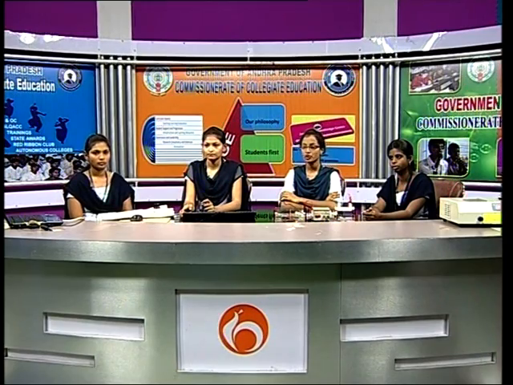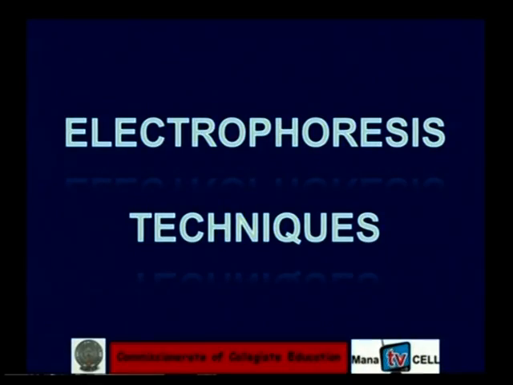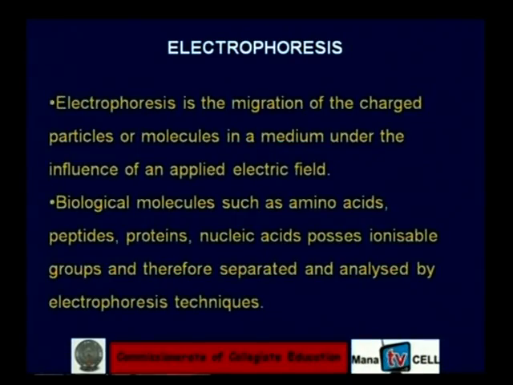Today I would like to discuss some points about the electrophoresis technique. Electrophoresis is the migration of charged particles or molecules in a solution under the influence of an applied electrical field. In general, naturally occurring biomolecules such as amino acids, peptides, proteins and nucleic acids possess ionizable groups and can therefore be separated and analyzed using electrophoretic techniques.